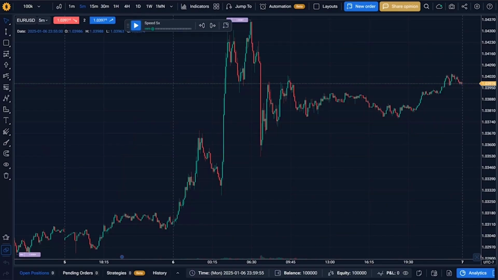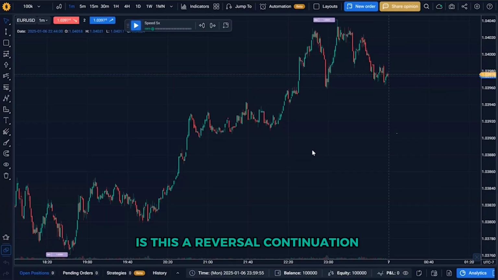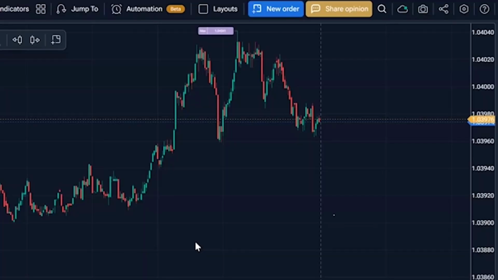Next question. Go back to the 1 minute chart for this one. Is this a reversal, continuation, or consolidation phase? What are we in? Reversal, continuation, or consolidation phase? Steven's the only one. Okay, there we go. We got more people answering. Why is it a consolidation phase? At least we got more people saying that.